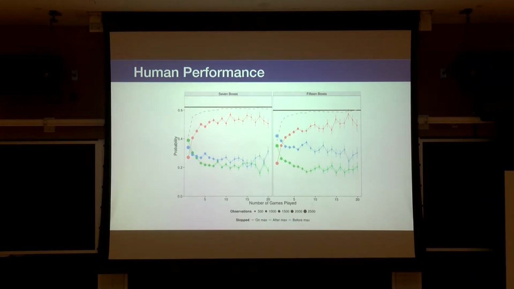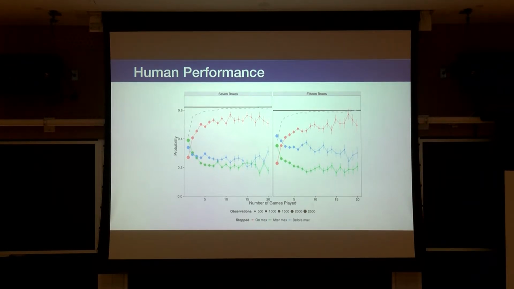Humans behave, or perform, in a way that's quite qualitatively similar, albeit noisier. So again, we've got probability on the y-axis, number of games played on the x-axis, and a red line representing the win rate. The black line is the theoretical optimal if you knew the exact distribution. The dotted line here is the performance of the learning agent. And the red line is the win rate.